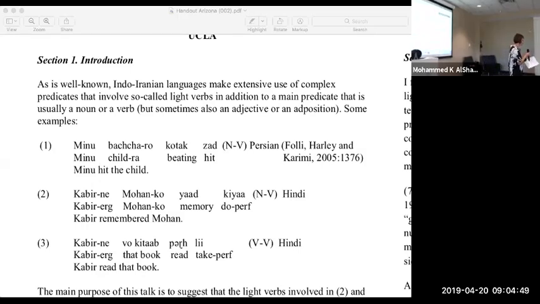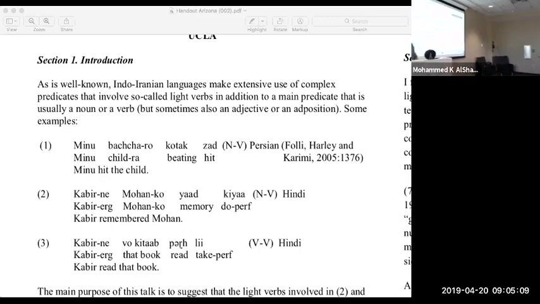I don't want to take more of his time. His talk today is Two Types of Complex Predicates and Case in Hindi. Please join me to welcome Anoop Mahajan. Thank you.